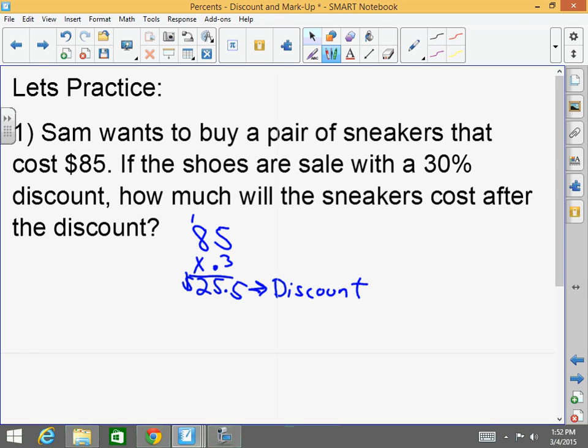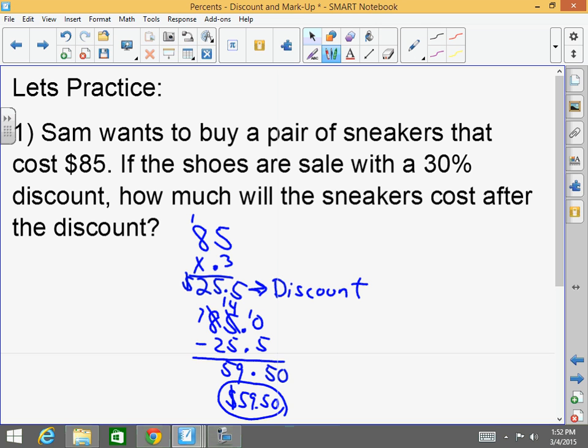Now I take the 85 original price minus 25.5. Add a 0 after the decimal. 10 minus 5 is 5. Carry it over, that makes the 2 a 3, and 8 minus 3 is 5. So it's going to be $59.50. That will be your sale price.